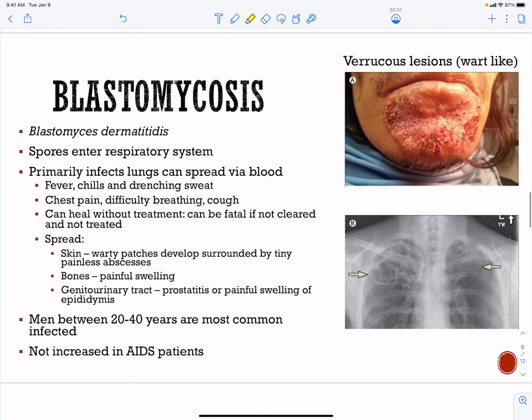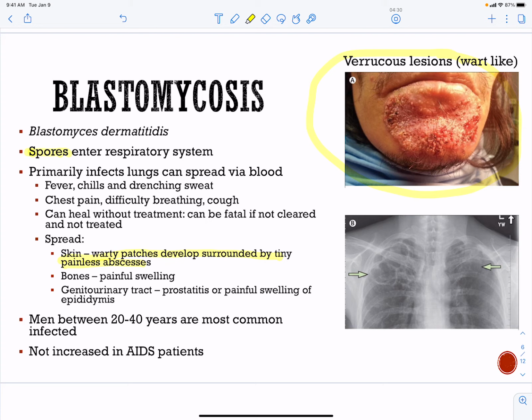Now, another fungal agent that can cause disease is Blastomyces dermatitidis, which causes blastomycosis. This is transmitted by spores. These spores cause initially a lung infection, and most people will be able to control the lung infection. However, this organism can also spread to the blood, and then you can get dissemination. It can spread to the skin where you get warty patches, as shown here. These are wart-like skin lesions. It can also disseminate into the bones.